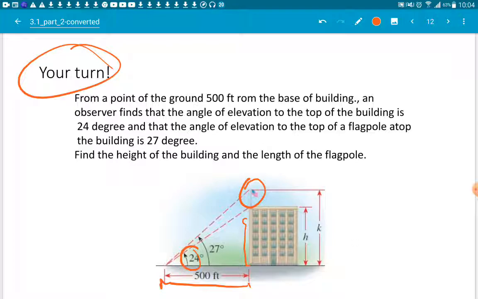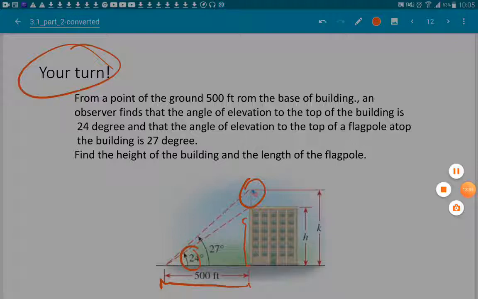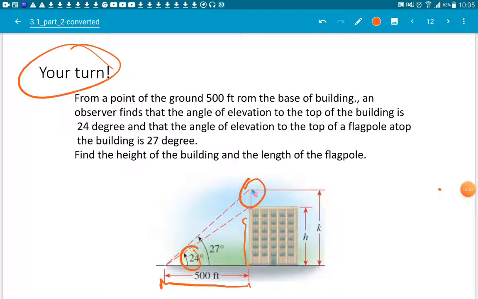Try to do it, and then click next for the third part of the lecture. Okay? I think this is a good place to stop, and I will see you in the third part.